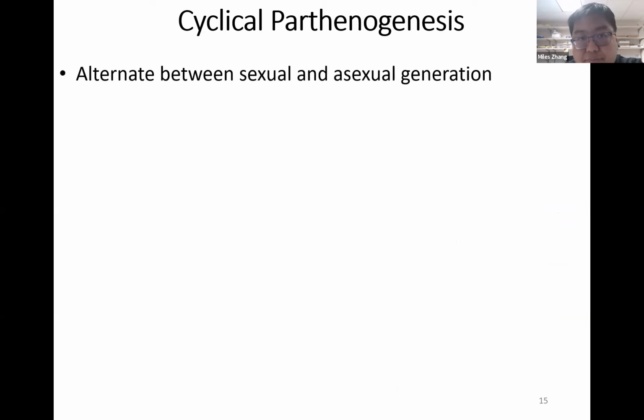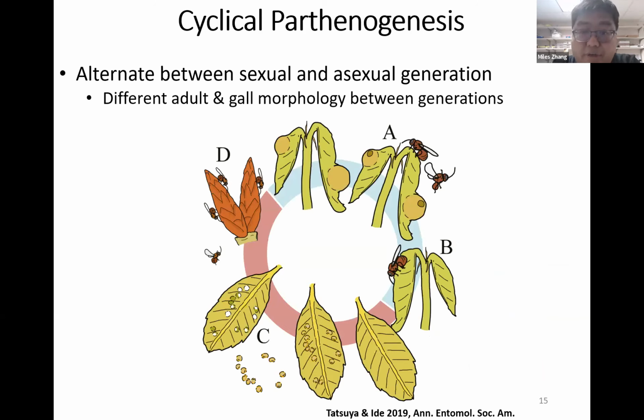And cynipids also practice, the oak gall wasps have this thing called cyclical parthenogenesis, where they alternate between sexual and asexual generations. So what does that mean? Here's a diagram from Tatsuya Ide and Abe. Tatsuya Ide is actually one person. I just misspelled it, putting his first and last name together. So this is Ide and Abe's research.